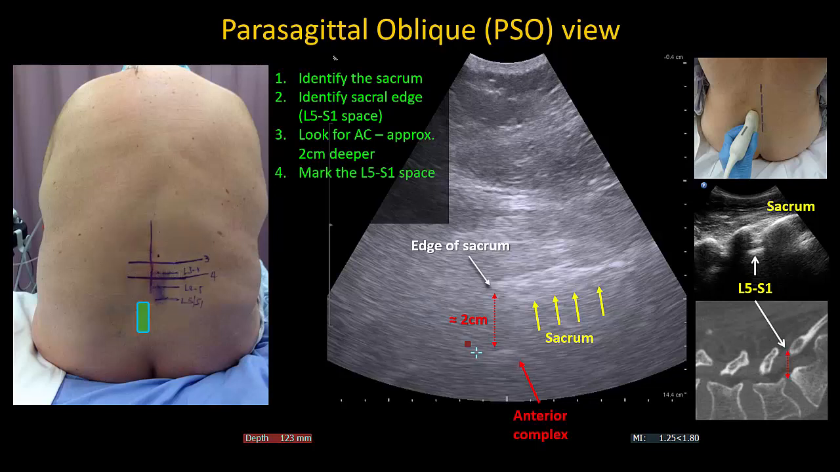It is a particularly important space in the obese patient as it is usually the most visible and the most superficial. It is therefore a space of last resort in many patients. Remember, however, that if used for hip or abdominal analgesia, the patient must be positioned appropriately after the spinal anesthetic to achieve adequate cranial spread. Finally, the depth to reach the epidural or intrathecal space can be estimated by either measuring depth to the anterior complex if it is visible, or measuring depth to the sacrum and adding 2 centimeters.